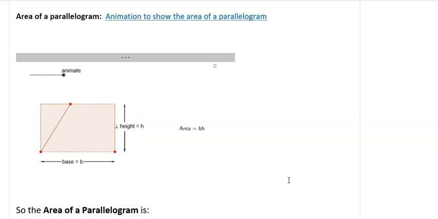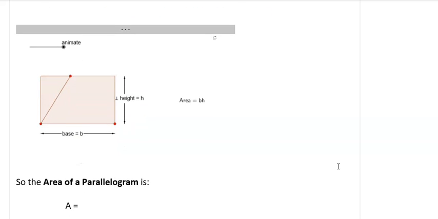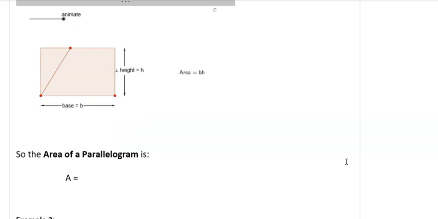So, all right, the area of a parallelogram is base times height. Okay, and remember that the height of the shape is not the length of the side. It is at a right angle to one of the sides, and then the other length is perpendicular to it.